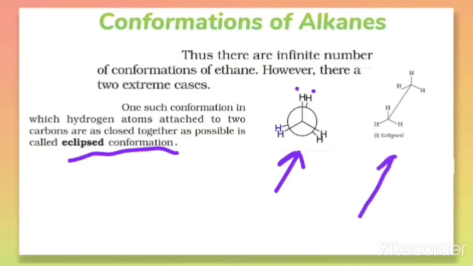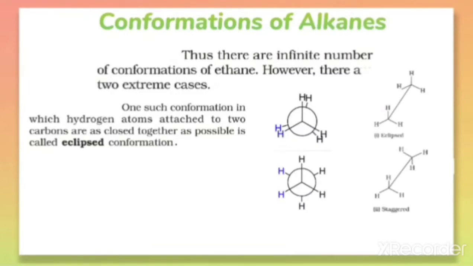Here also you can see, when we view this along the molecular axis, that this is the front carbon hydrogen and this is the back carbon hydrogen. Now these are as close as possible here. So this is actually called eclipsed conformation. What do we call this one? Eclipsed conformation. And again, while rotating this one, what happened when you compare here?